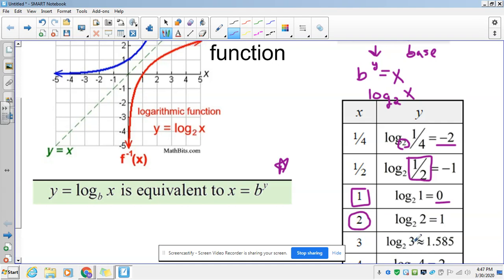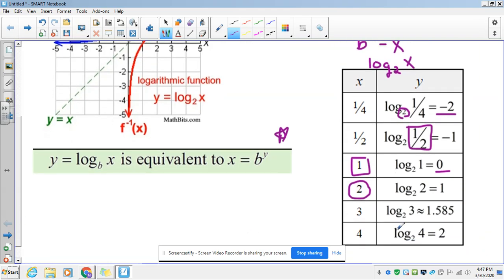2 to the third is not something I would ask. 2 to what gives you 3? You could tell it's a decimal. That's not something I'd ask you to evaluate unless we were using the change of base. 2 to the what gives me 4, and that would be square. So we're going to look a little bit more of these examples on the following pages, and then your classwork after you've gone through all the notes in the lesson is going to be in your Pearson book.